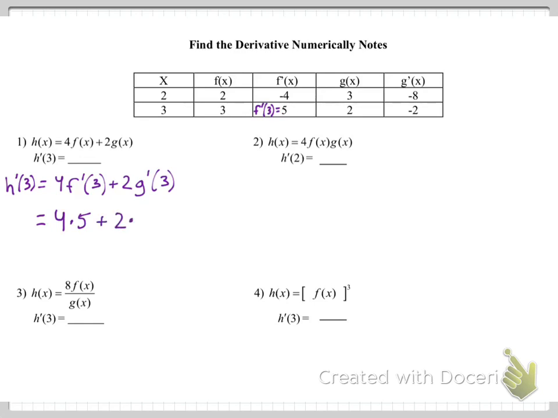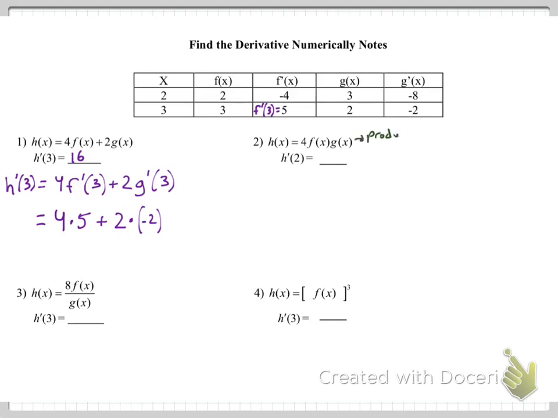Plus 2 times g prime of 3 is going to be right here. Notice that because it's the 3 here, it goes all the way across. And that's g prime of 3. So you get -2. Then you just multiply them out, and you get 16. So that's the way you do these kinds of problems. The tricky thing, though, is you have to watch out for the various rules. You can't just take the derivative and throw them in there like that all the time.